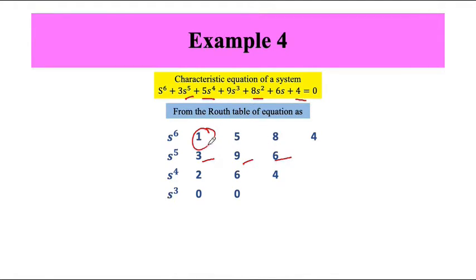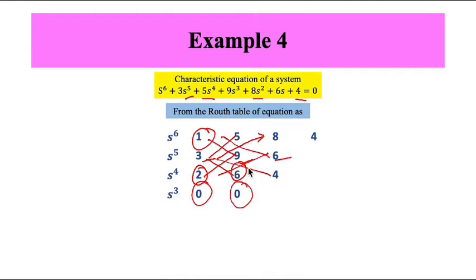Now for s to the power 4, we can calculate: this is 15 minus 9 divided by 3, which gives me 2. Then 24 minus 6 divided by 3 gives me 6. Then again here it is 18 minus 18, which is 0, and 12 minus 12 is 0. So I get 0 here.